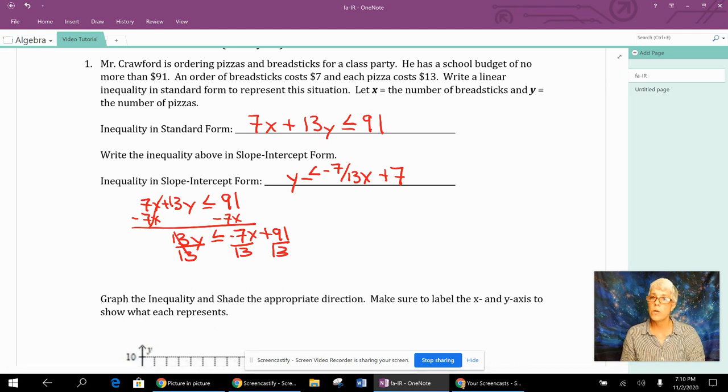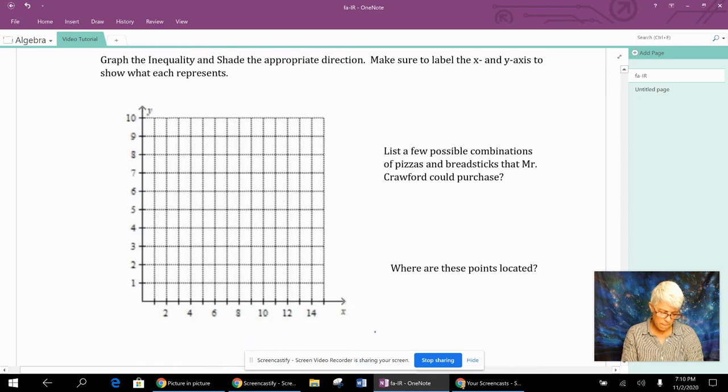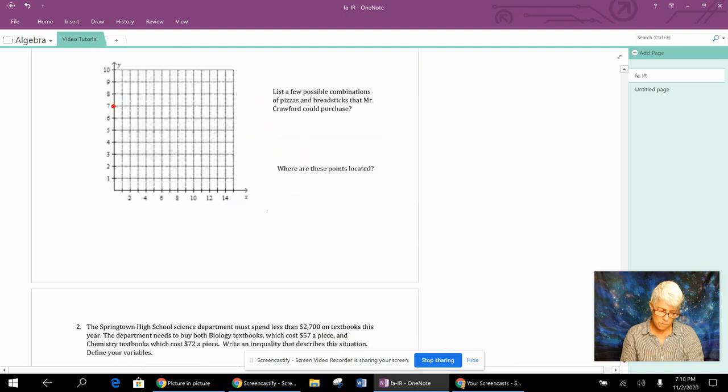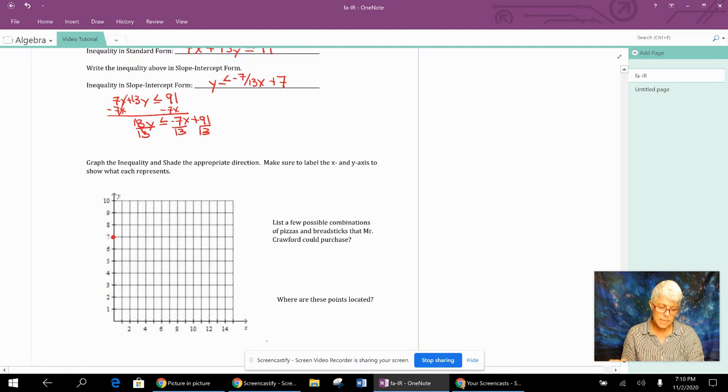So now we're going to graph it. Right off, we know the y-intercept is 7. So I'm going to come down here to my graph, and I'm going to put a point right here at 7. Now, if you remember, my slope was negative 7 over 13. So my rise is 7, my run is 13. But it's a negative, so I'm going to go down and over. So I'm going to go all the way down here: 1, 2, 3, 4, 5, 6, 7, and then over all the way to 13. And there I have 2 points.